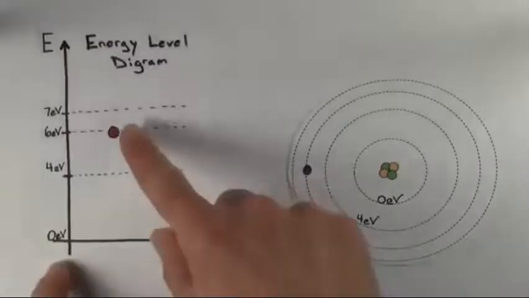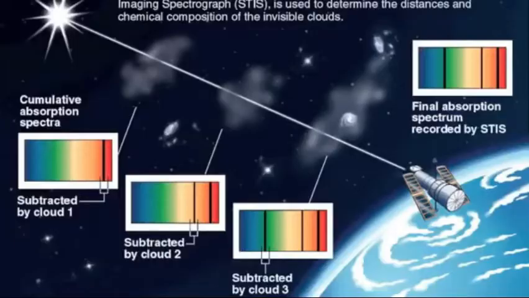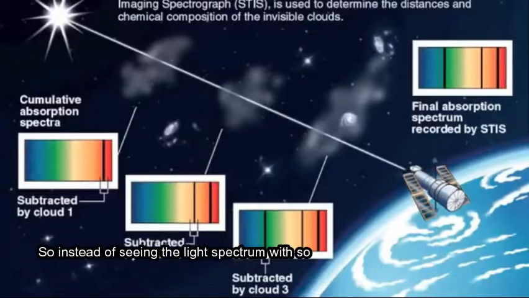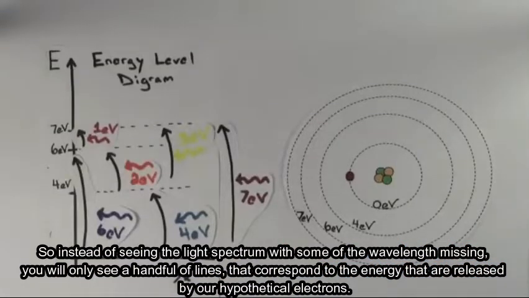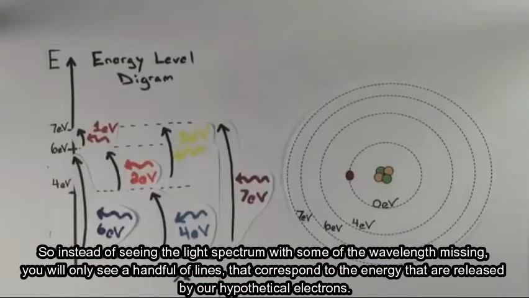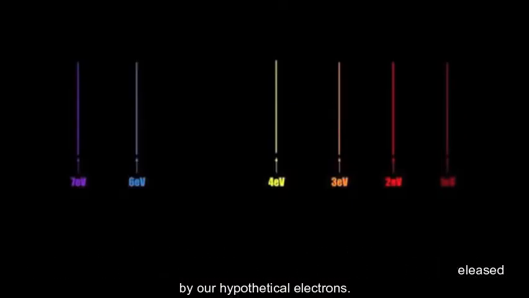Now we're going to talk about the emission spectrum. When an atom falls down its energy level, it emits energy that can exist as photons. So instead of seeing the light spectrum with some of the wavelengths missing, you will only see a handful of lines that correspond to the energy released by our hypothetical electrons.